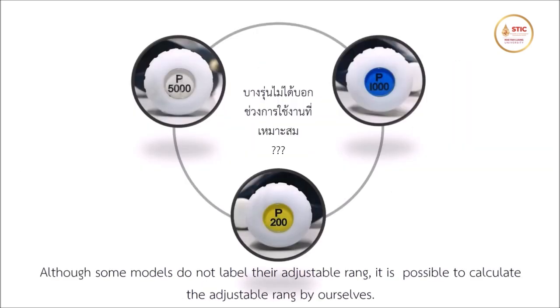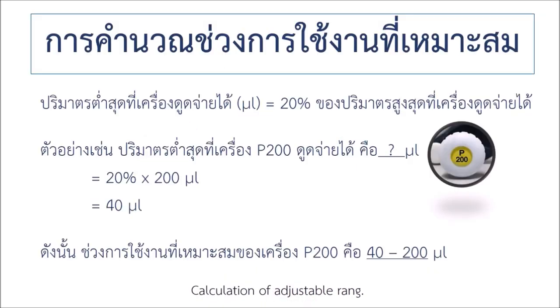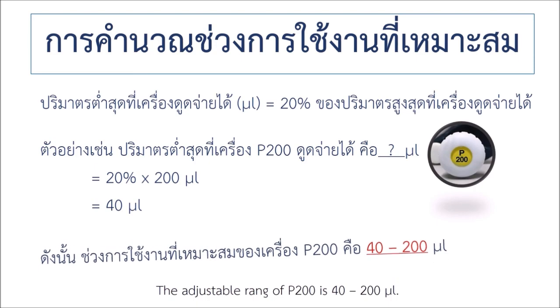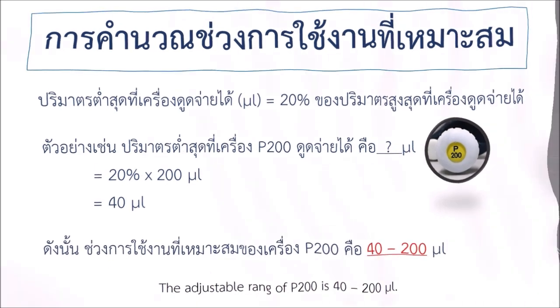Although some models do not label their adjustable range, it is possible to calculate the adjustable range by ourselves. Calculation of adjustable range. Minimum volume is 20% of maximum volume. For example, what is the minimum volume of P200? It is 20% multiplied by 200 microliters equal to 40 microliters. The adjustable range of P200 is 40 to 200 microliters.